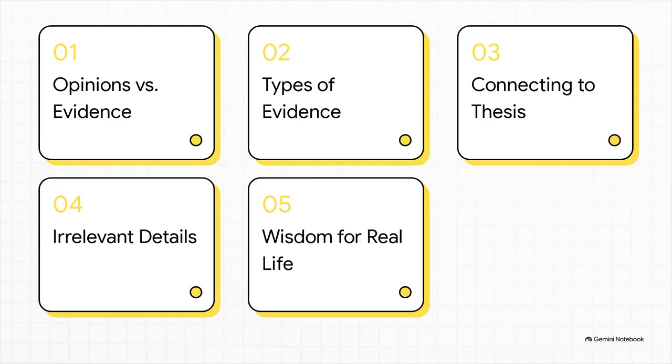So here is our roadmap for today's explainer. Number 1, opinions versus evidence. 2, 4 types of evidence. 3, connecting to the thesis. 4, spotting irrelevant details. And finally, number 5, wisdom for real life. Let's just dive right in.